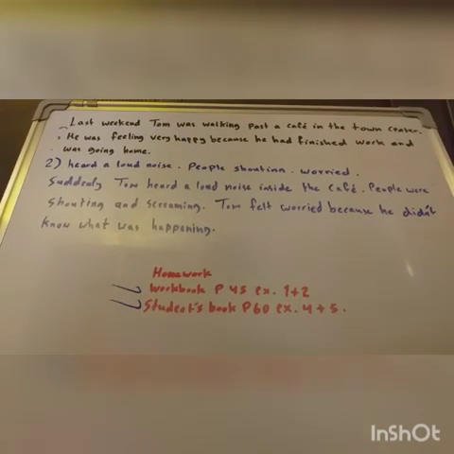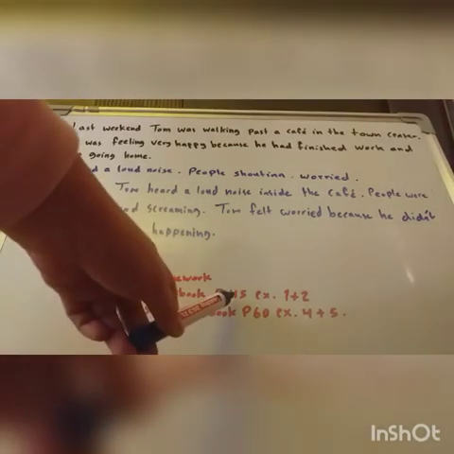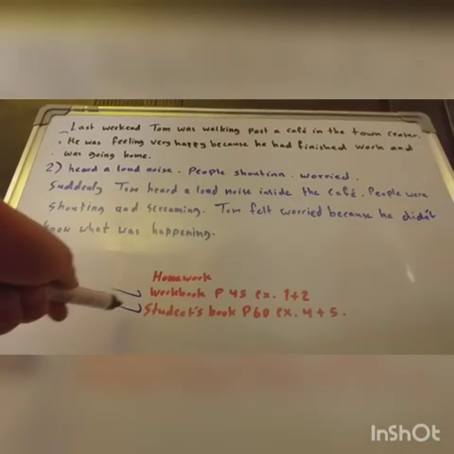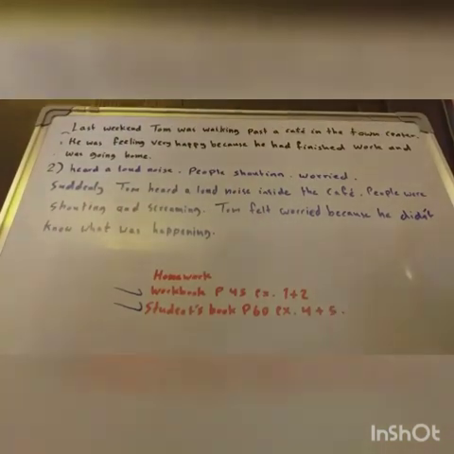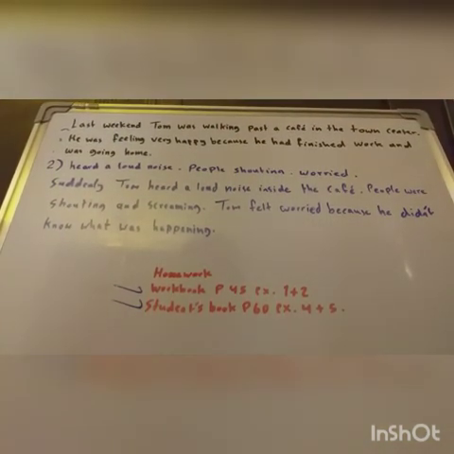Your homework. First, you have to do workbook exercises, page 45, exercise 1 and 2. Then, student's book, page 60, exercise 4 and 5. Write your own notes and your own narration.